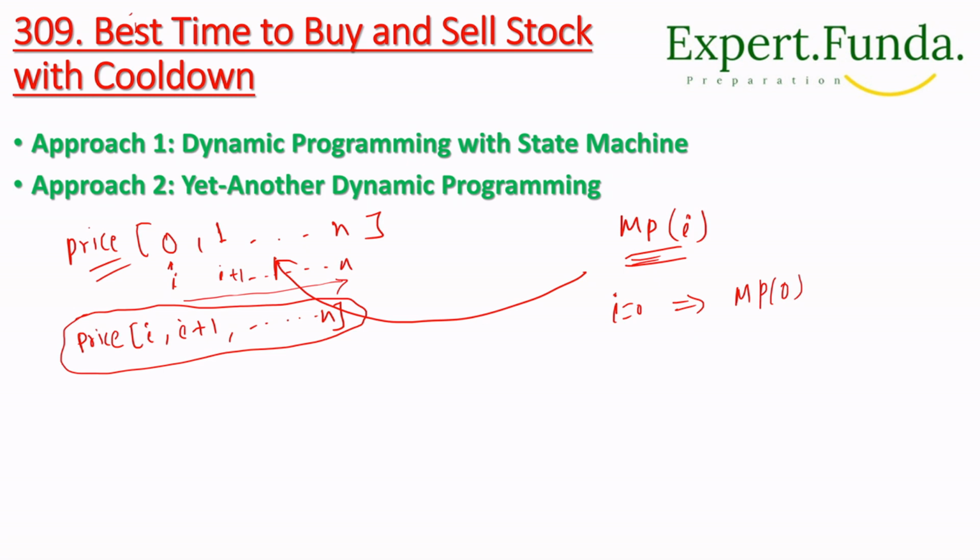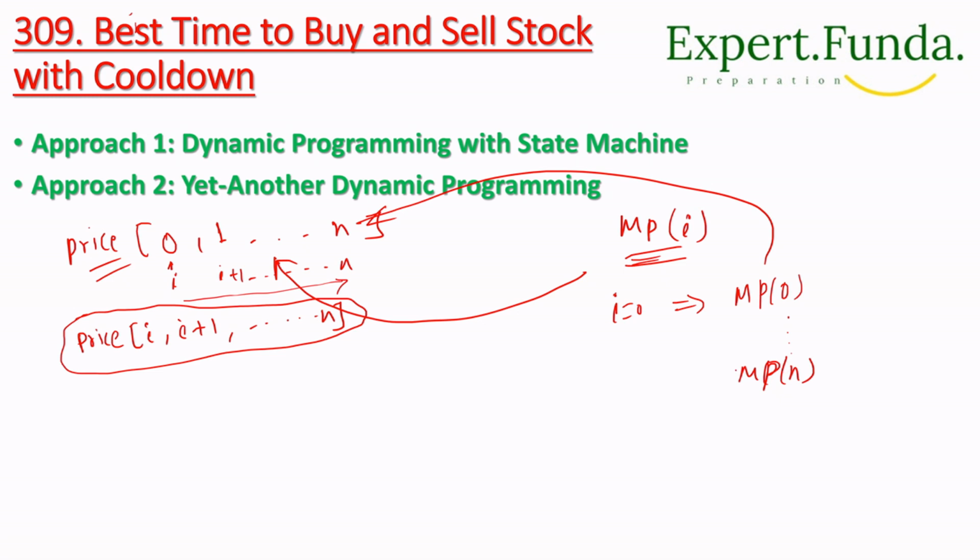It is the maximum profit that one can gain from the price subsequence, this array, the subsequence of the price 0 to n. So let's suppose that we know all the values of MP of I up to MP of n, that is, MP from 0 to n.